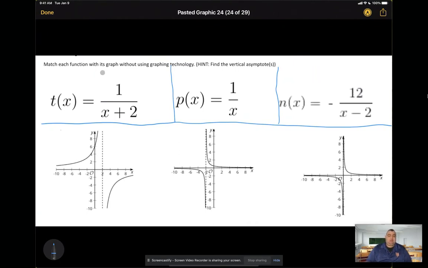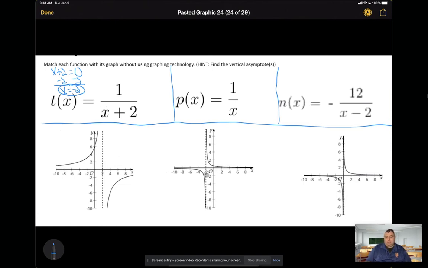Match each function with its graph without using graphing technology. Hint: find the vertical asymptote. So for this first function, again, the step is to take the denominator. In this case, the denominator is x plus 2, and we're going to set that equal to 0 and solve for x. If I subtract 2 from both sides, I end up with x equals negative 2. So that means this function should have a vertical asymptote at x equals negative 2.